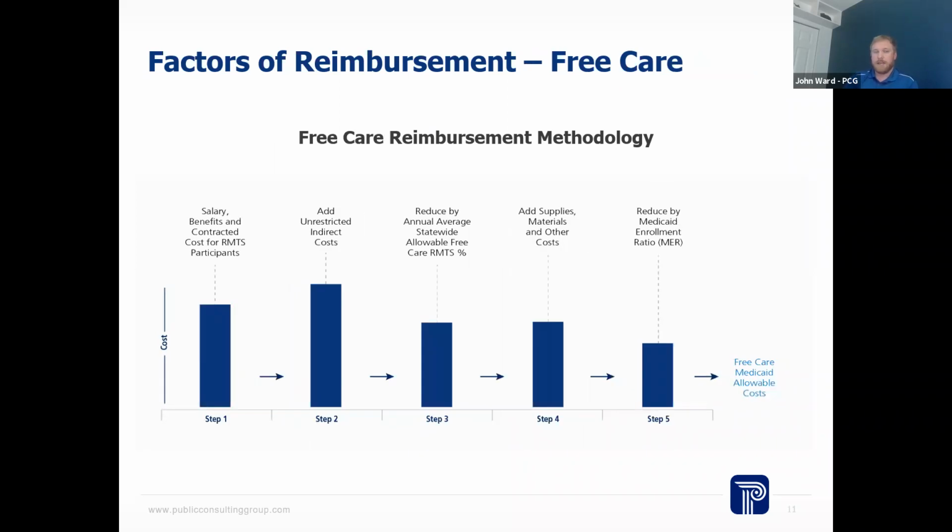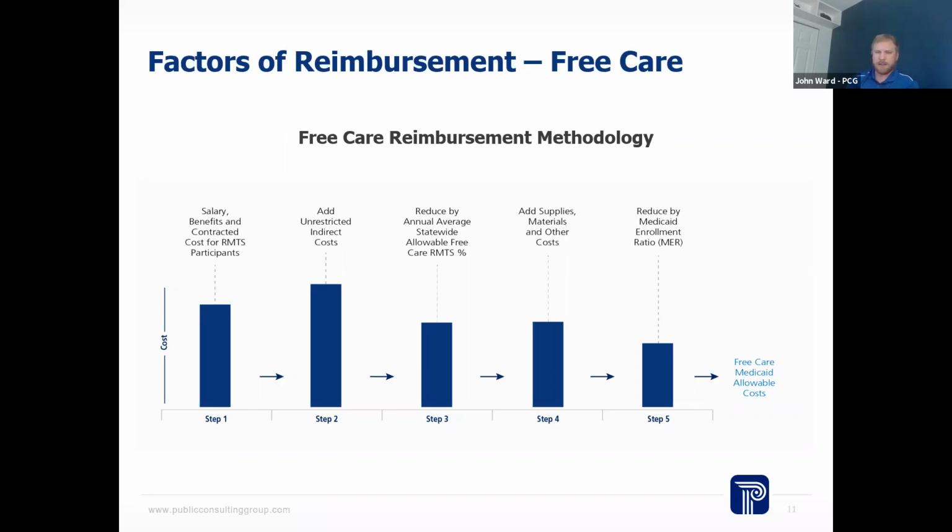And then we have free care. So free care is the first time you'll see free care on your annual cost report, and it's actually on the FY21 report. That's the one you're currently completing now. Step one is the same as the other slides. Step two is applying that unrestricted indirect cost rate. Step three is where it's a little bit different from that direct service slide. Instead of applying that direct medical time study percentage, the free care RMTS percentage is going to be applied. And then step four, adding any materials, supplies, and other costs.